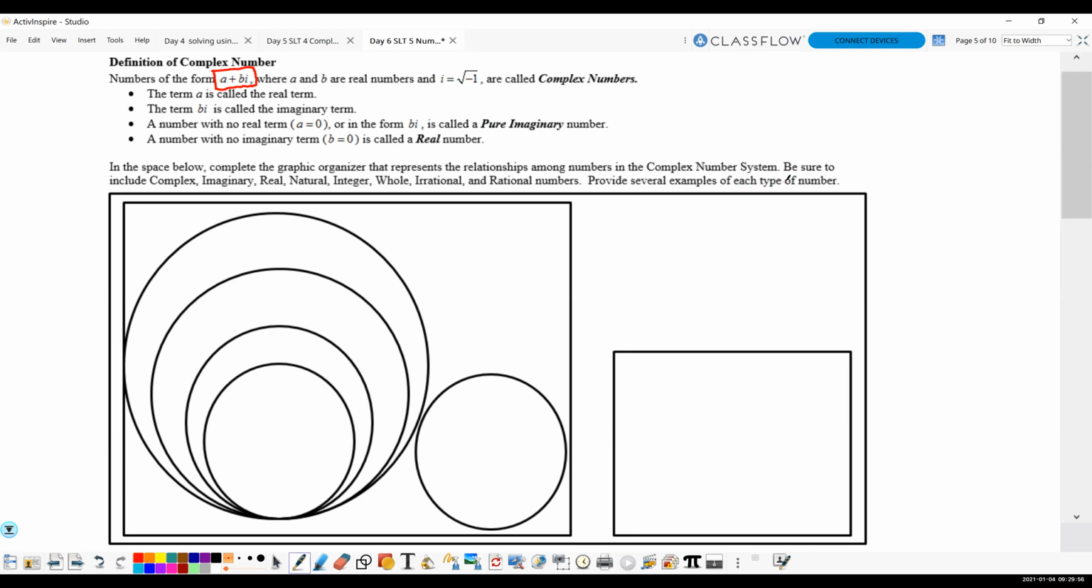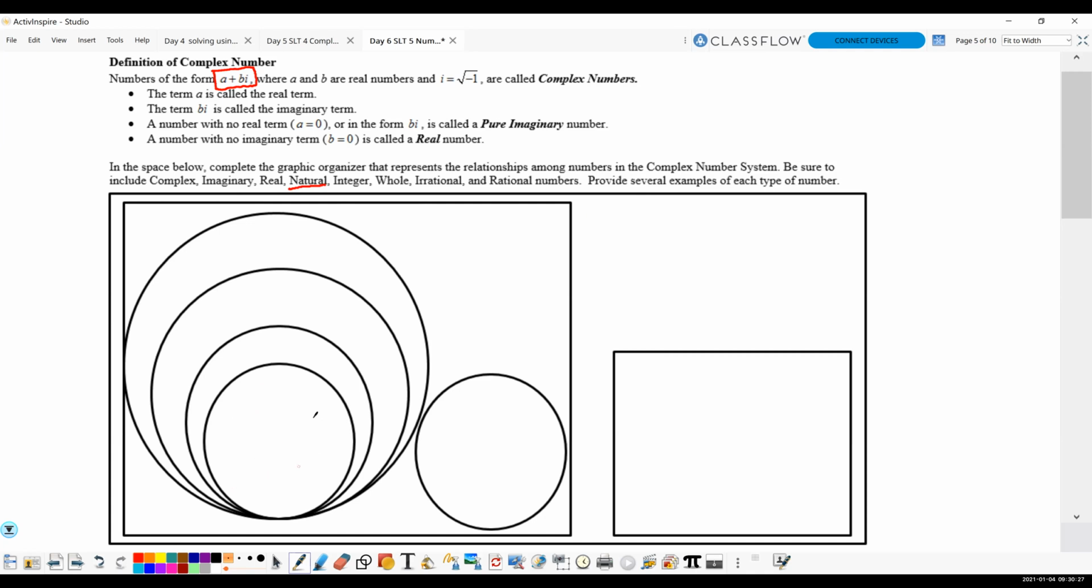If we have both parts, it is called a complex number. So in the space below, we are going to complete the graphic organizer to represent relationships among numbers in the complex number system. We have several different types: complex, imaginary, real, natural, integer, whole, rational, and irrational. We're going to work from the inside out, and I like to work in rainbow order because it's more fun. We're going to start with natural numbers.